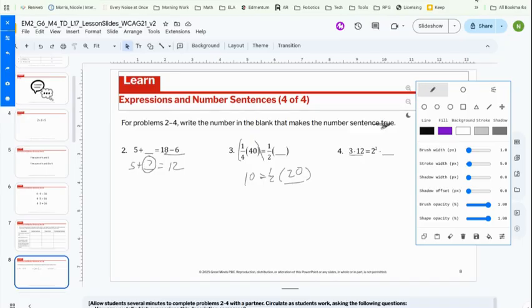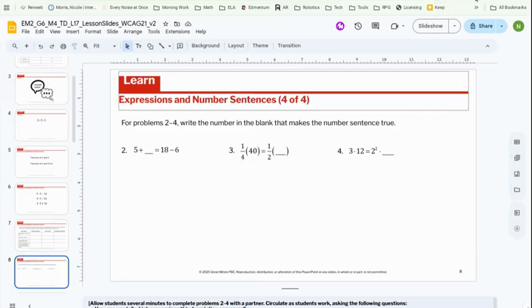This one right here, it says 3 times 12, that's going to be 36, equals 2 squared times a number. 2 squared is 2 times 2, so it's going to be 4 times a number. 4 times what equals 36? Well, that is 9. So it's just the process of figuring out what number works. You'll have to do some thinking, but they're not trying to trick you. They're just trying to show you that true number sentences are ones that have the right answer.